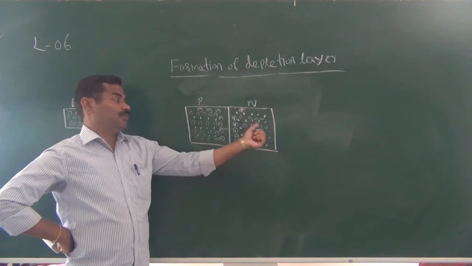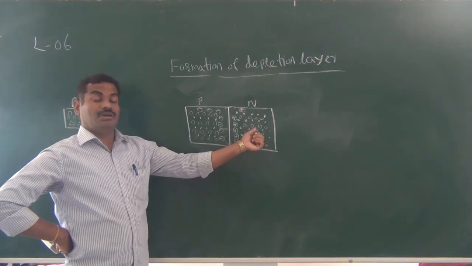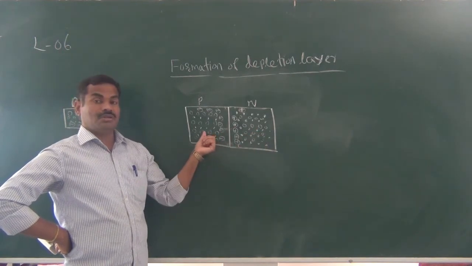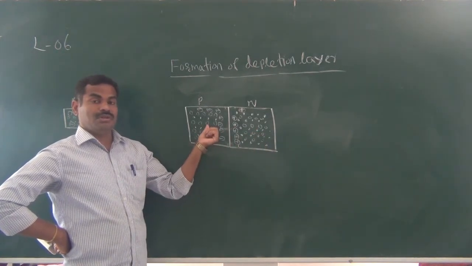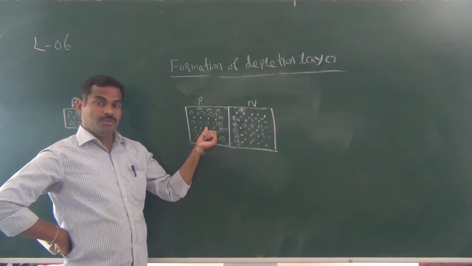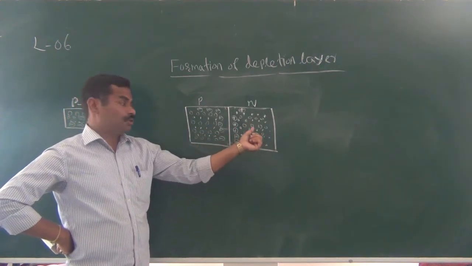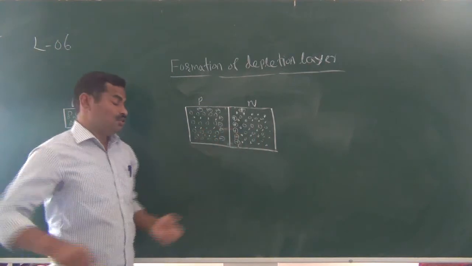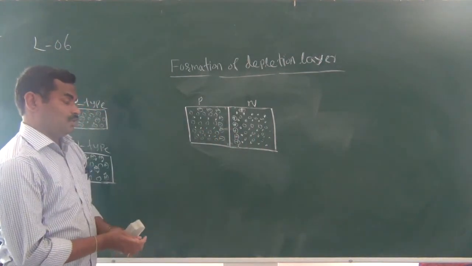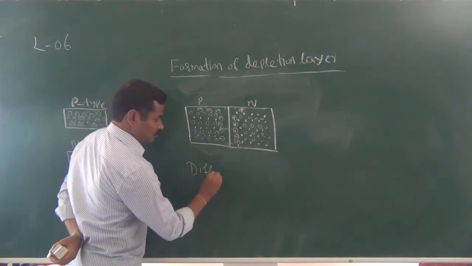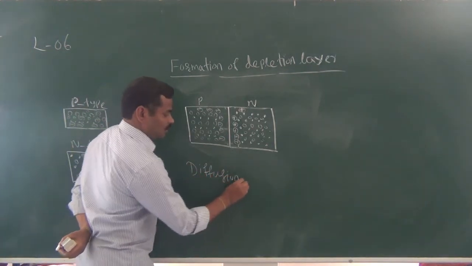At the same time, the electrons are majority carriers and their concentration is higher on the N side, so they will diffuse towards the P side. The holes diffuse from P to N side, and the electrons diffuse from N to P side. This is nothing but the diffusion current. It is so important, the diffusion current.